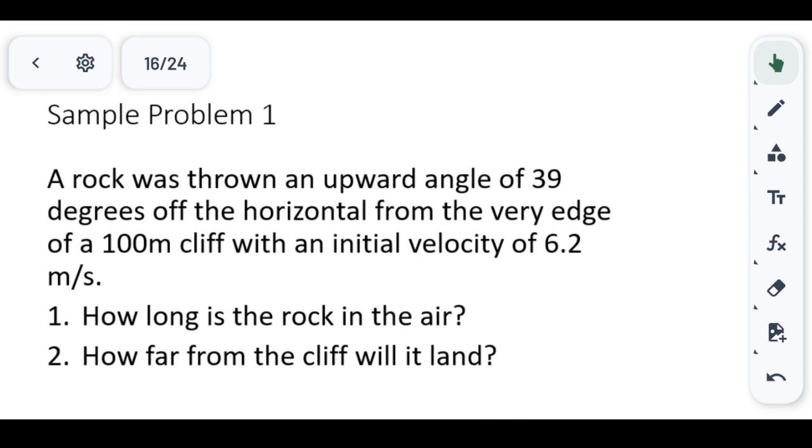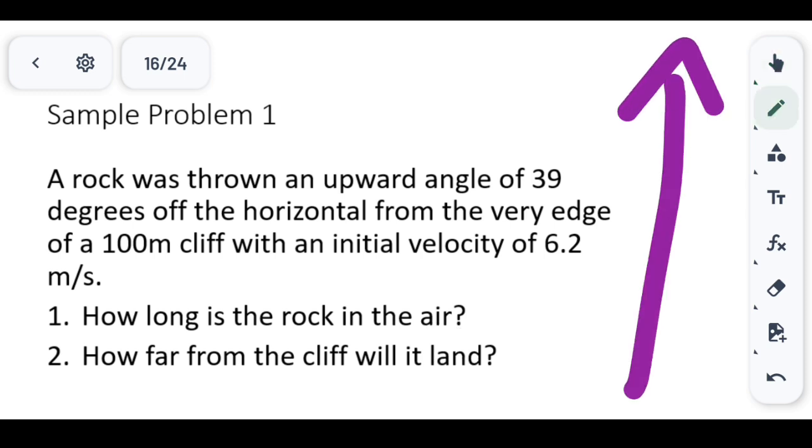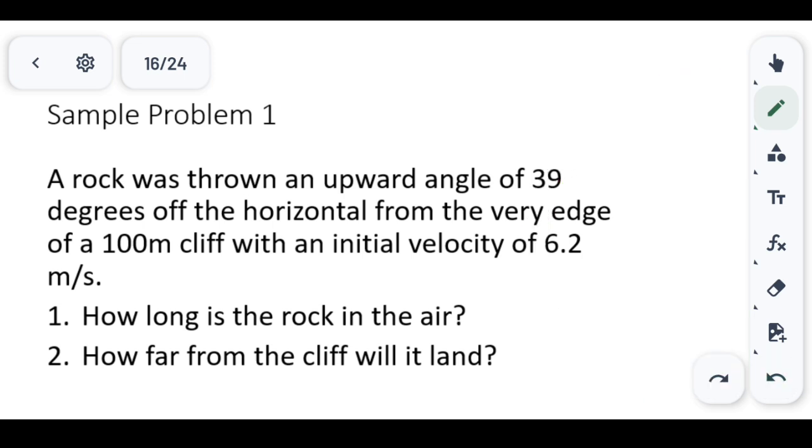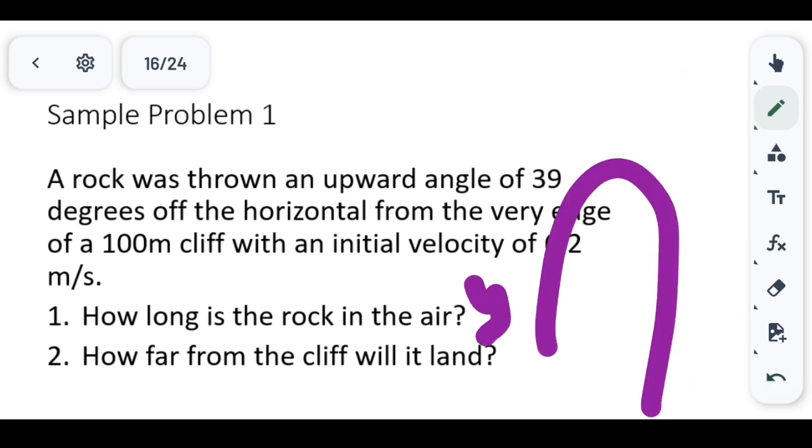As I mentioned last time, in projectile motion you have to know how to identify the x and y components. On this problem number 1, you are being asked to find how long the rock is in the air. That means from the ground going upward. Is that an x or y component? As you can see, this is vertical, so this is a y component. How about how far from the cliff will it land? So for example, this is y, you have here the cliff, and then you ask how far from the edge of this will it land. So this is an x component, correct? So let us visualize this problem.